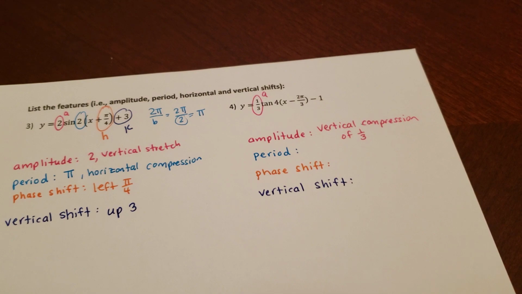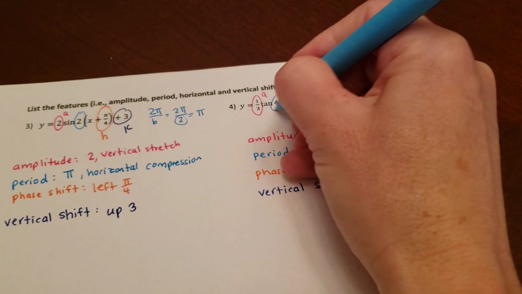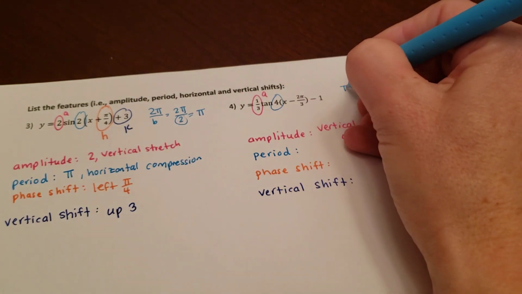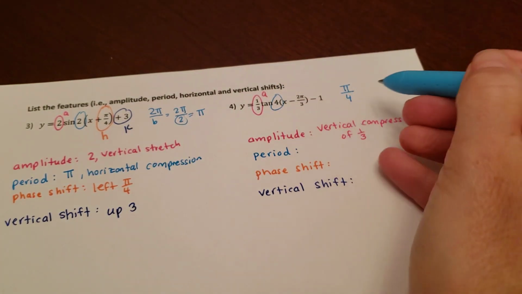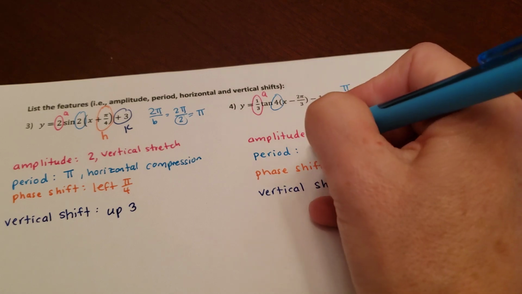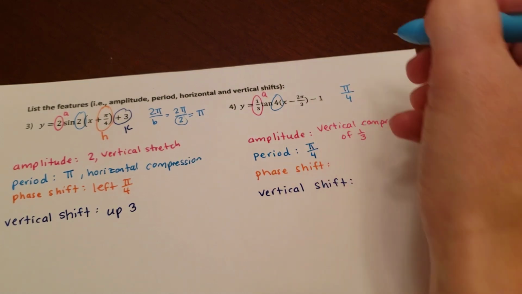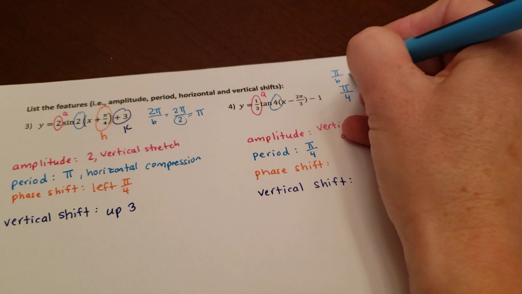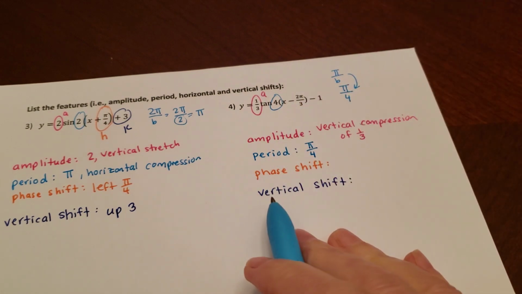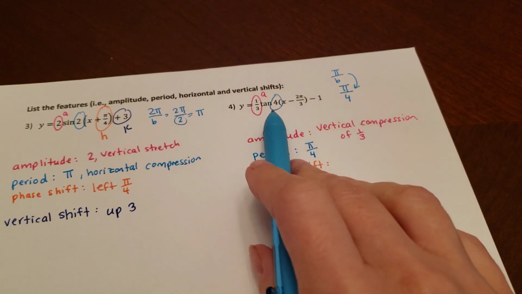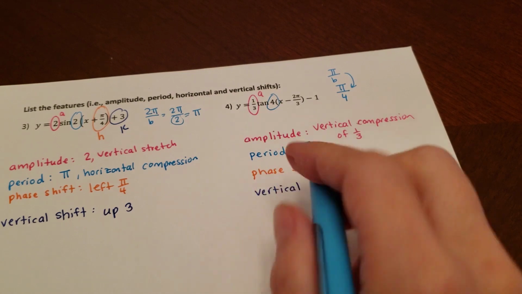The other thing that's different for tangent is your b value. So your b here is 4, but it's pi over 4 because the period is only pi long. So period is pi over 4. And again, this came from pi over b. And since b is 4, you would say that the 4 is greater than 1, so horizontal compression.